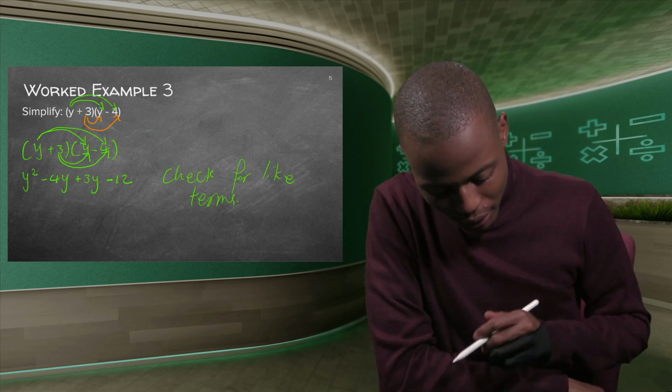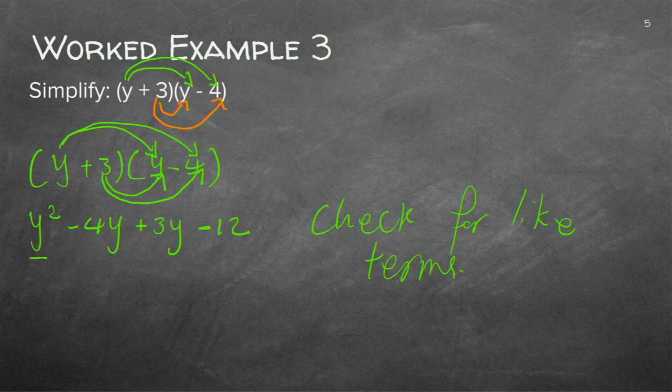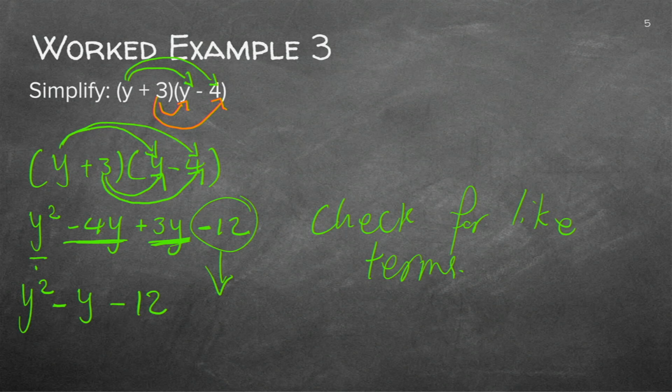All right, so now this is what you have. y squared, do I have any like term for y squared? No, so I drop y squared as it is. And I look for -4y and 3y. -4y plus 3y, that is going to be a -y, because you have a -4 plus a 3, that gives you -1. So that is why we write -y only. And we check for -12. Do I have any like term for -12? No, I don't have any value that looks like that, so I drop -12 as it is. I will have -12 there, and that is how you get your answer.